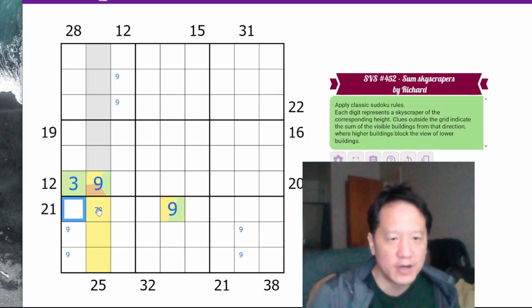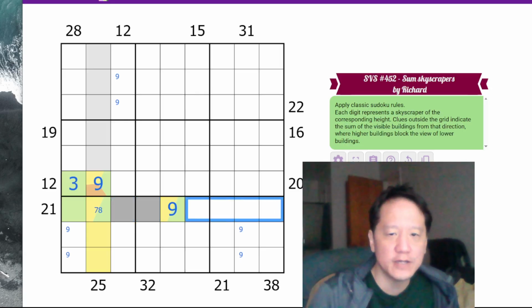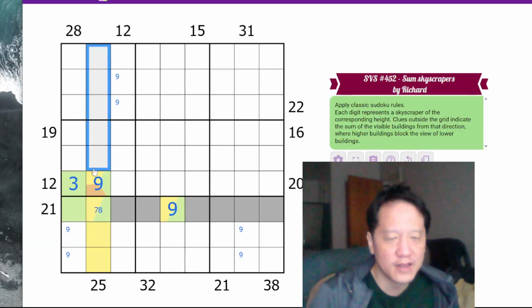Again, if this cell's blocked, it would be 8 and 7. So it cannot be blocked. So it must see both of these cells, and then it can't see both 7 and 8 in this row because that would add up to 24 already. So it does not see any of these. So we'll, horizontally, if it does not see, we'll make it medium gray. Vertically, it'll be light gray.